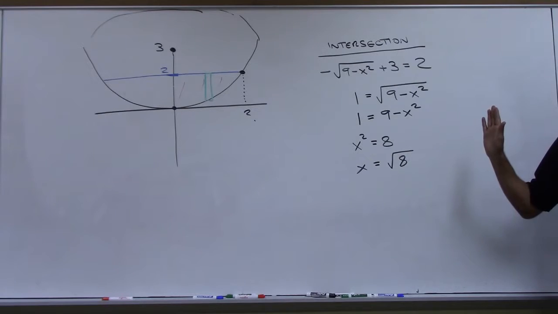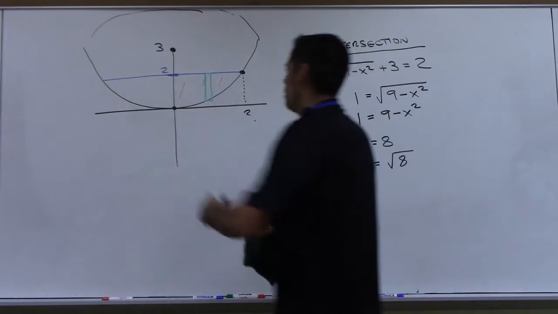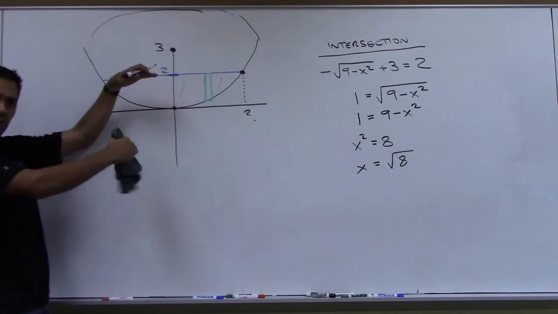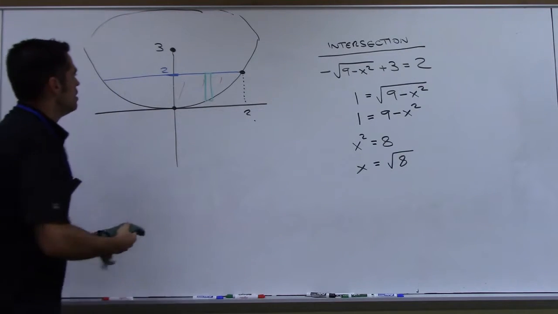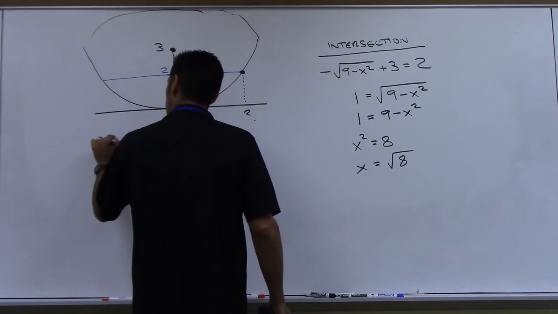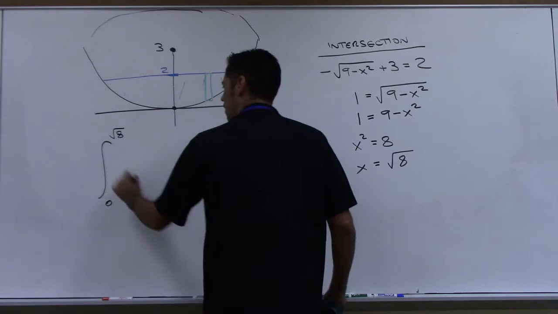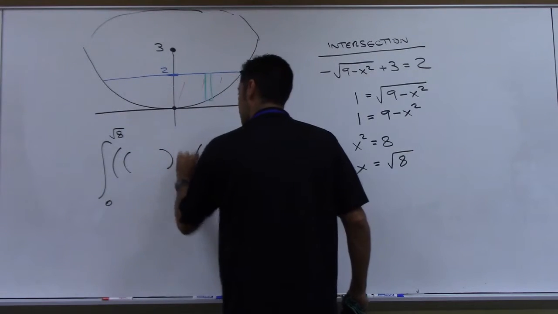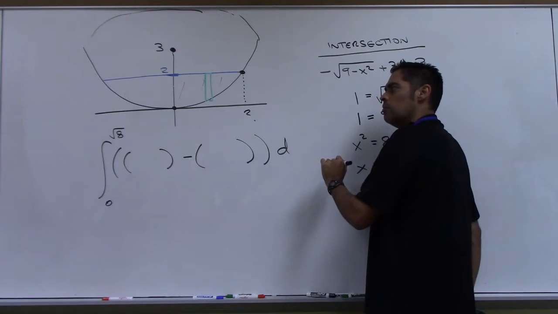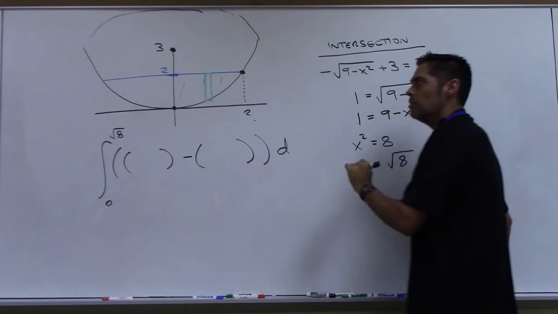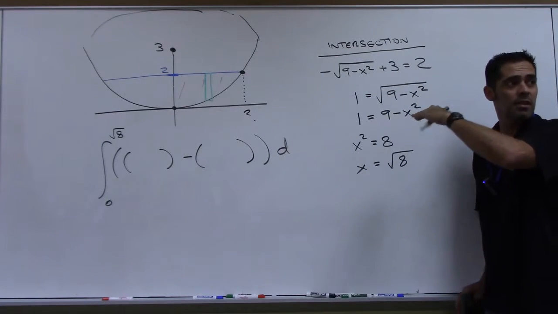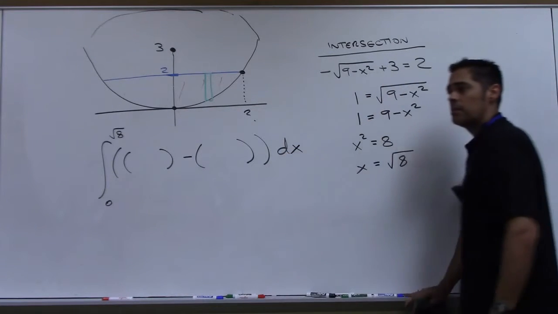0 to root 8. I just need to now figure out the top function minus the bottom function, right? That's what last class was about. F of x minus g of x, that gives us the area. So the integral goes from 0 to root 8 of the top function minus the bottom function d, is it y? Which way is our rectangle? Vertical. Vertical means dx. Horizontal rectangle is dy. So I'm integrating with respect to x.